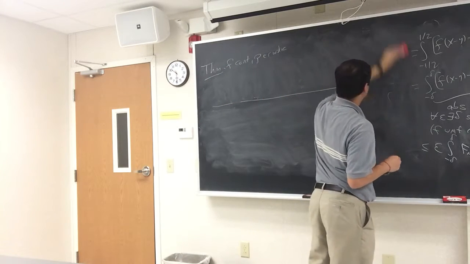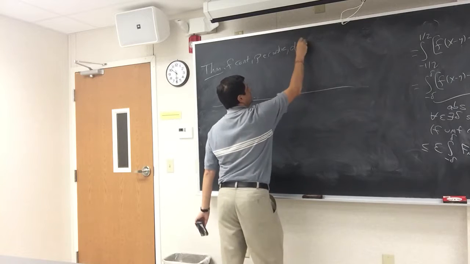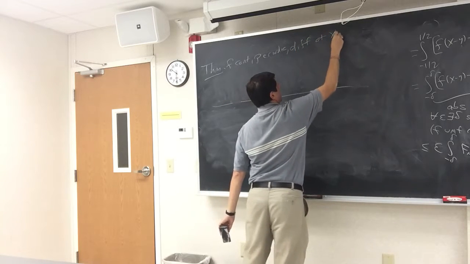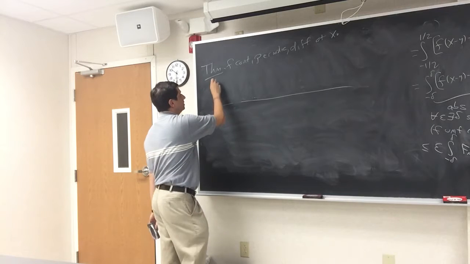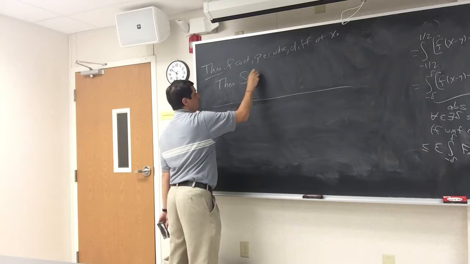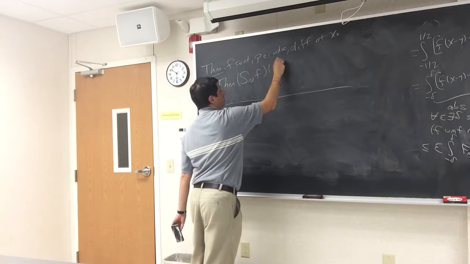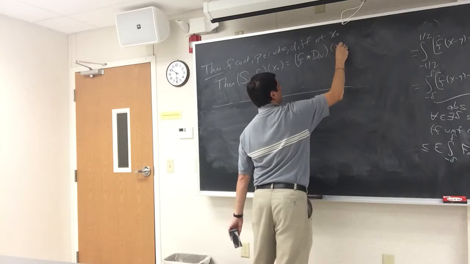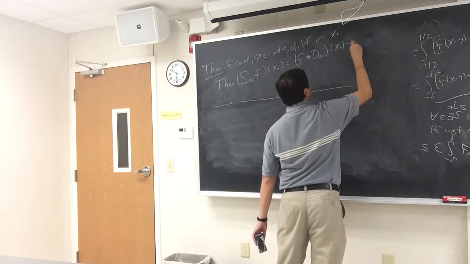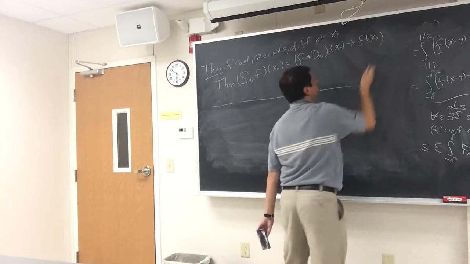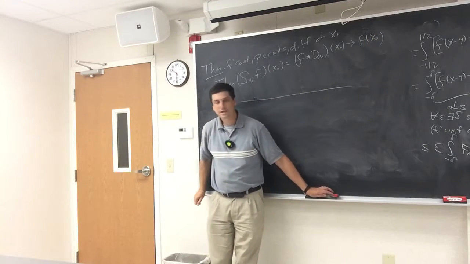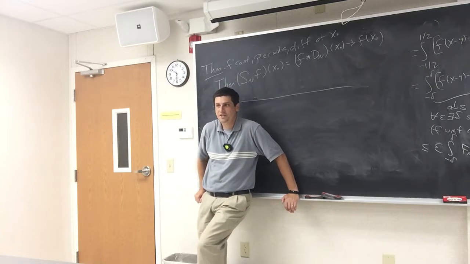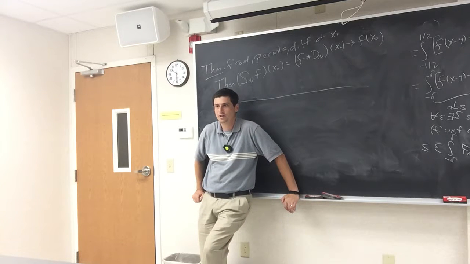So let f be continuous, periodic, and differentiable at x naught. Then Sn of f at x naught, which is f star the Dirichlet kernel at x naught, converges to f of x naught. It is not the case that the Fourier series converges pointwise for all functions. If the functions have discontinuities, it makes sense that you should have some issues.